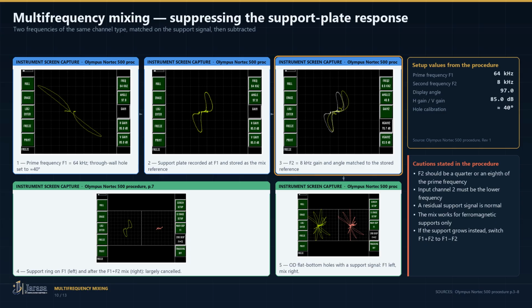Set a second, lower frequency, 8 kHz, and match its gain and angle to the stored reference. Then subtract. On the left, the support at F1, on the right, the mix. The support is largely cancelled and flaw signals survive. A residual support signal is normal, and this technique works for ferromagnetic supports only.